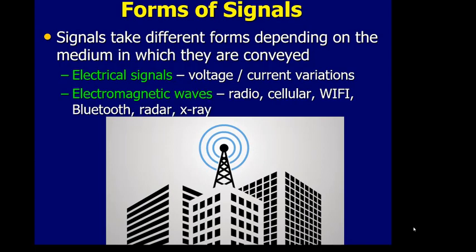Similarly, electromagnetic waves are an important form of signal for us. Those could be radio waves, cellular signals for our phone systems, Wi-Fi signals for our computers, Bluetooth, even radar and X-ray kinds of systems and signals. These are generally conveyed over the airwaves.